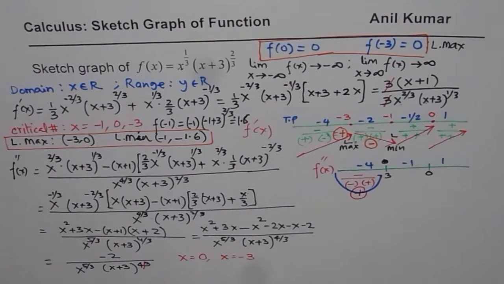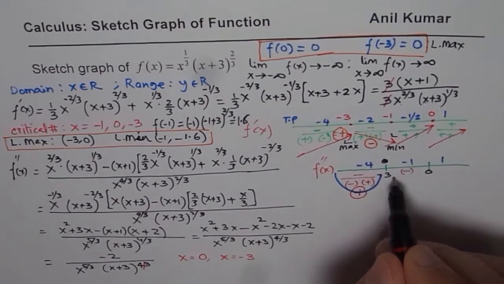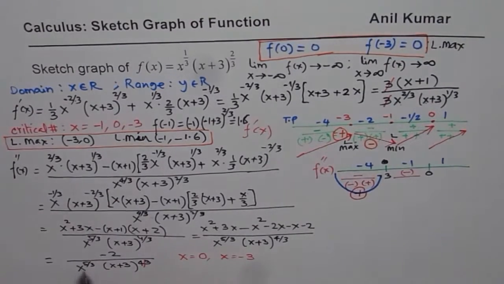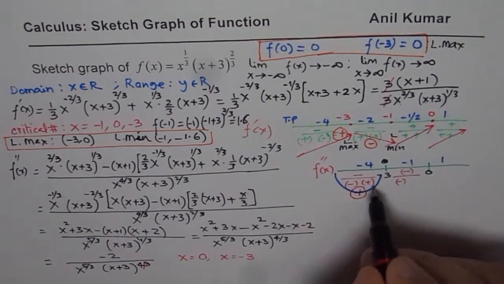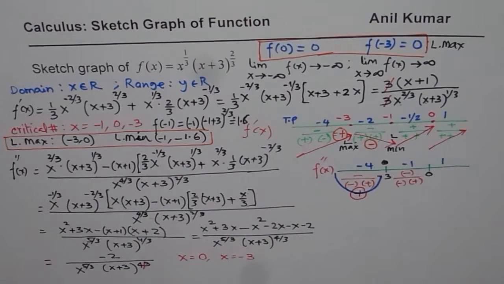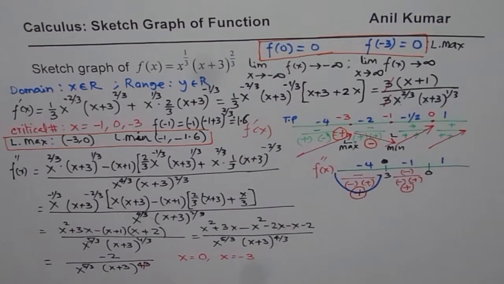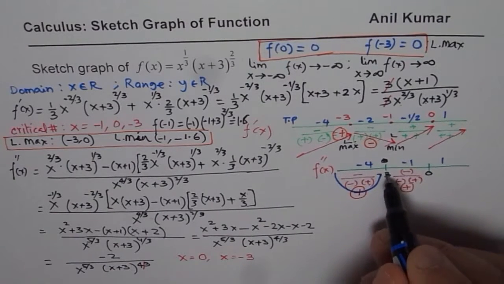Now between -3 and 0, at -1, the numerator is negative. This will be negative for -1, so negative. And here we have positive, right? So negative divided by negative gives us positive, so that part also is going to be concave up.